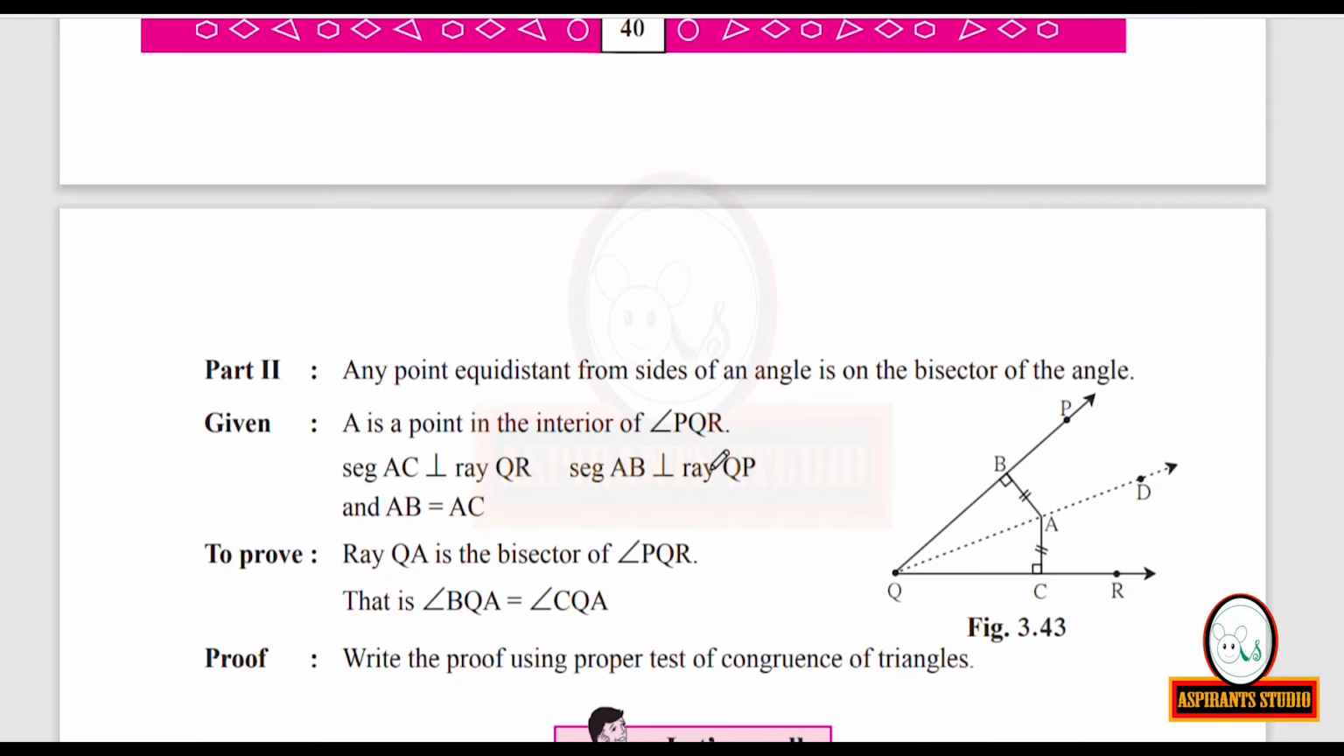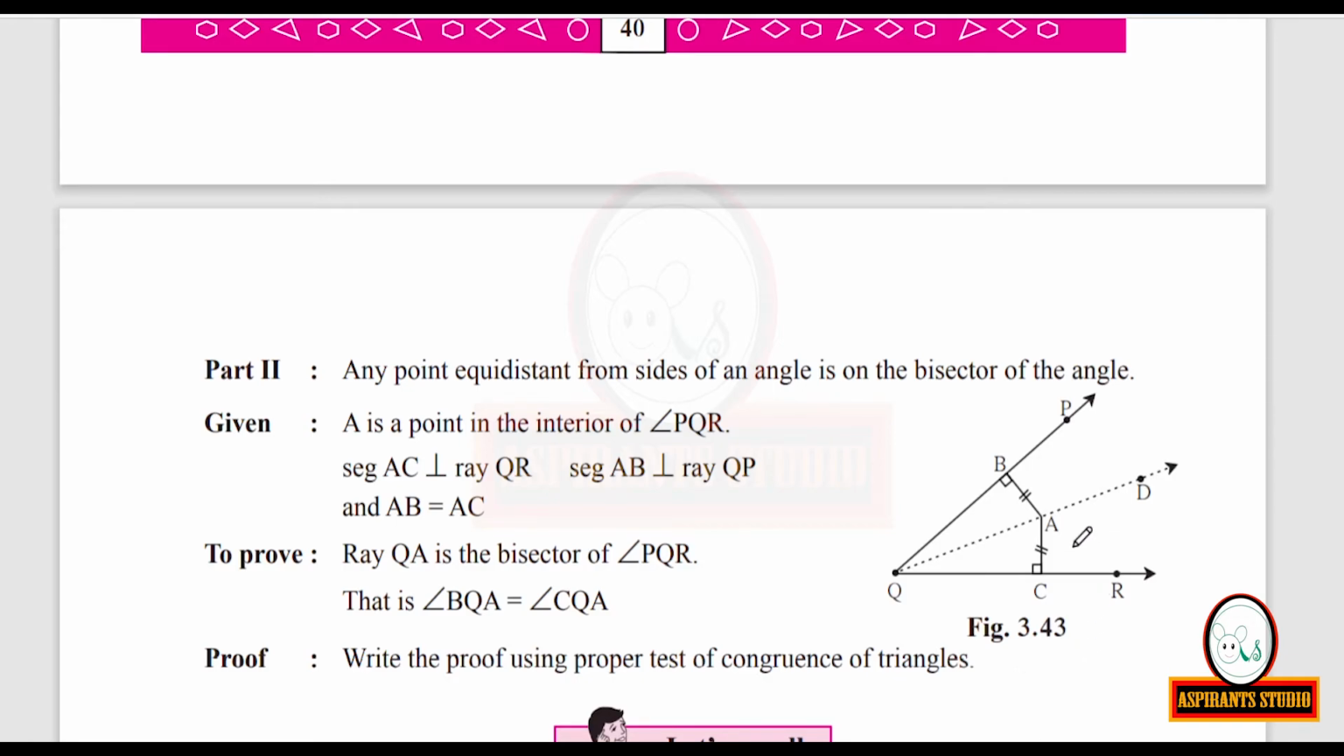Now, coming to part 2 of angle bisector theorem. This is actually the converse of the previous statement. Any point equidistant from sides of an angle is on the bisector of the angle. Look at figure 3.43.